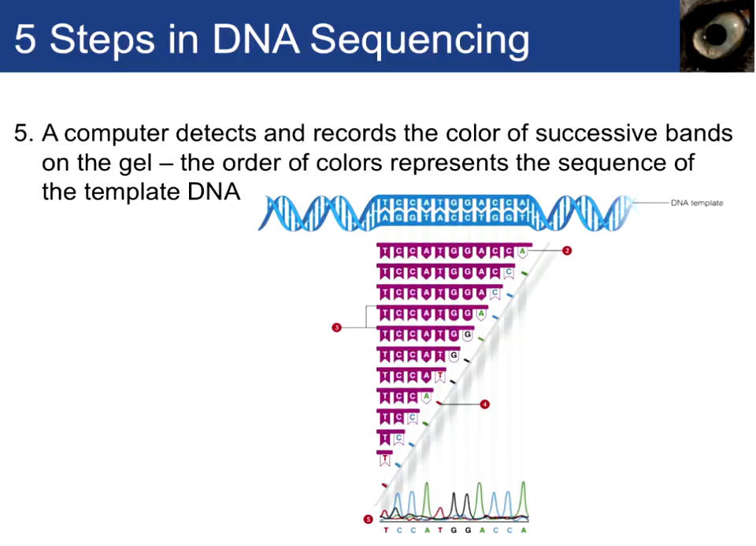A computer detects and records the color of each successive band on the gel, and the order of the colors represents the sequence of the template DNA. So depending on what color a band is determines which nucleotide is at that position. The readout at the bottom is what the results of the sequencing reaction look like. The peak of each color tells what nucleotide base it is.